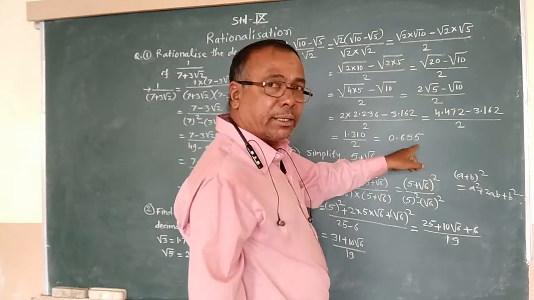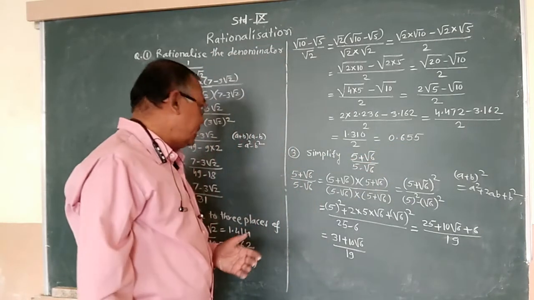In this way, we have found the value to 3 decimal places. Here 3 decimals are there, so 3 decimal places.